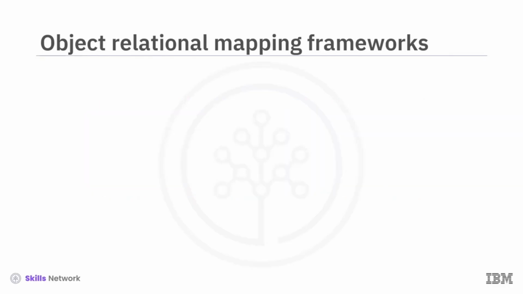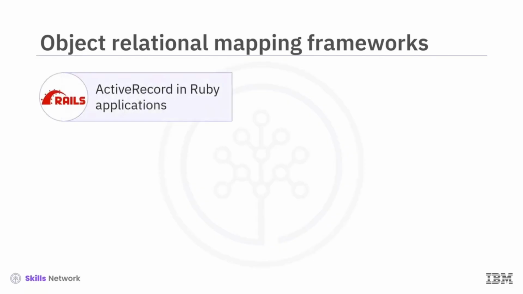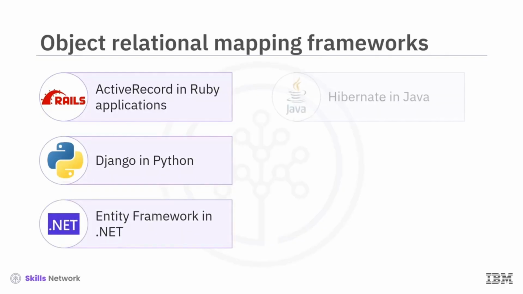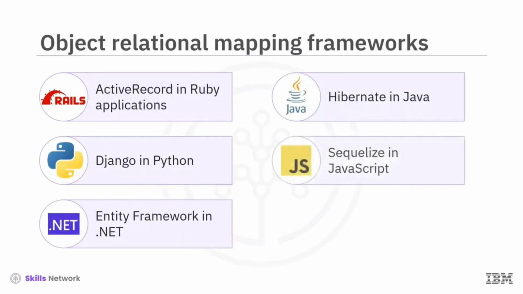Examples of popular ORM frameworks include Active Record in Ruby applications, Django in Python, Entity Framework in .NET, Hibernate in Java, and Sequelize in JavaScript.